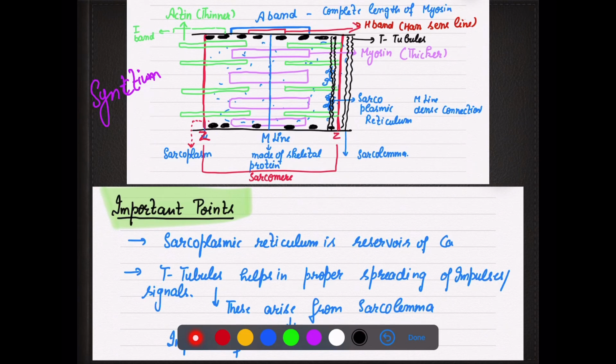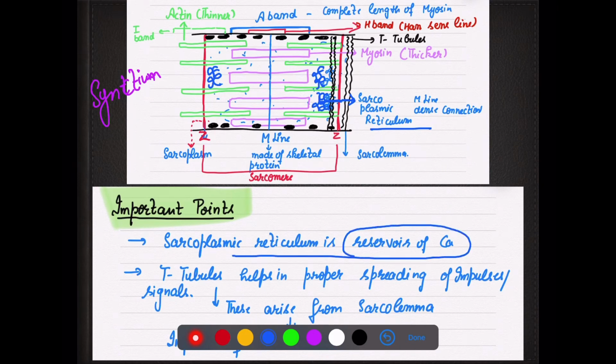Now there is another storage house of calcium we discussed here. Let's draw here. I have drawn already. So here we cannot draw the proper structure, so you can draw these network structures here. They are present all over the complete structure of muscle fiber. So these network structures are known as sarcoplasmic reticulum. And sarcoplasmic reticulum is a reservoir of calcium.